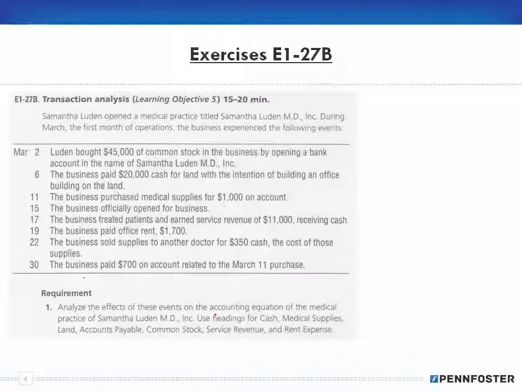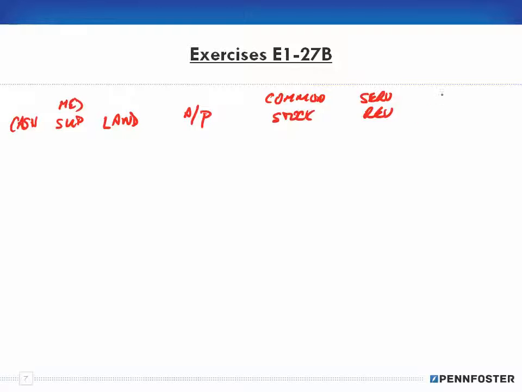So let's see here. Let me go to a blank screen. And it says cash, medical supplies, land. Then we had accounts payable, and then we had common stock, and we had service revenue, and we had rent expense.